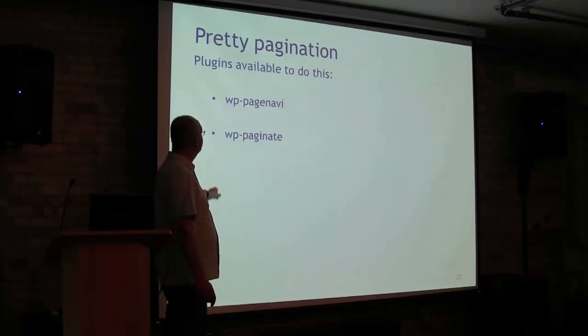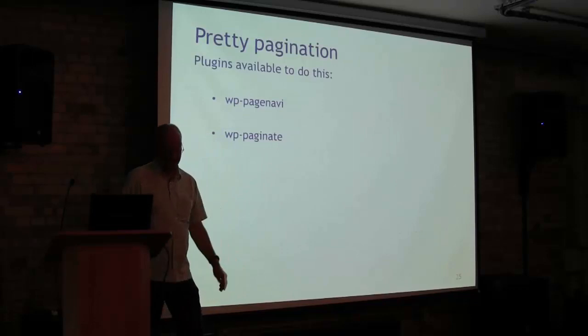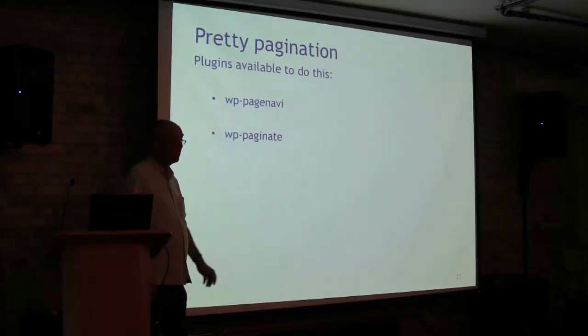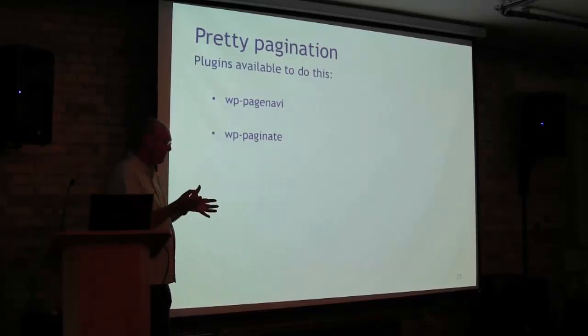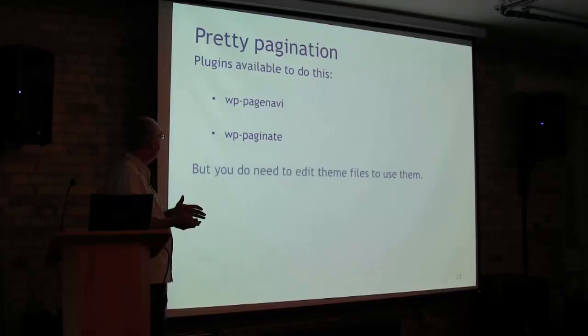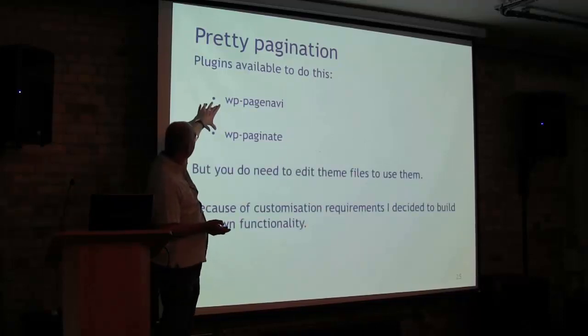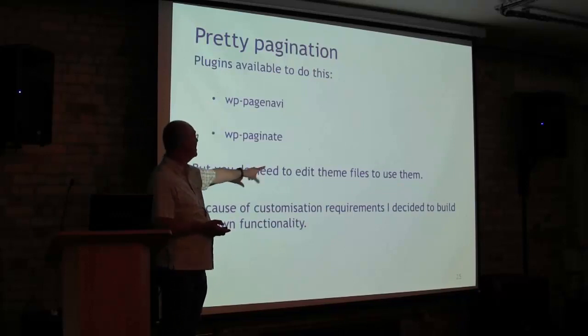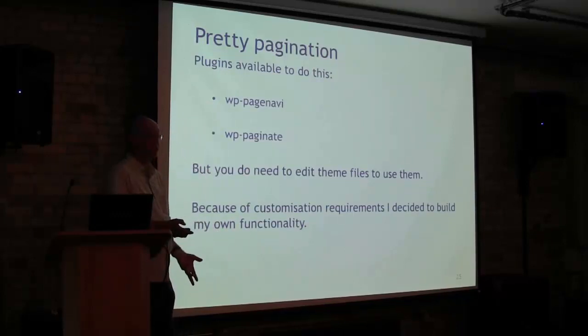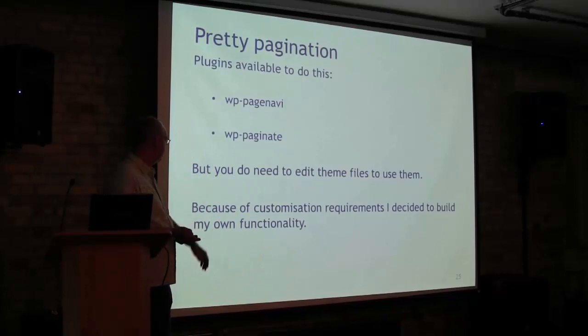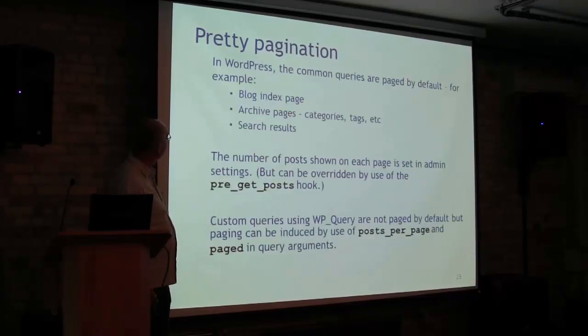There is another one which is a possible candidate for doing this, called WP Paginate. But as I mentioned earlier, for this particular site that had lots of different custom post types, I wanted to do quite a lot of customization, so I decided to write my own. And the thing about both these plugins is that you do actually need to edit the theme files in order to use them. So I decided to build my own functionality. Now, if anyone's interested, this is how I'm going to do it, and a little bit about pagination.